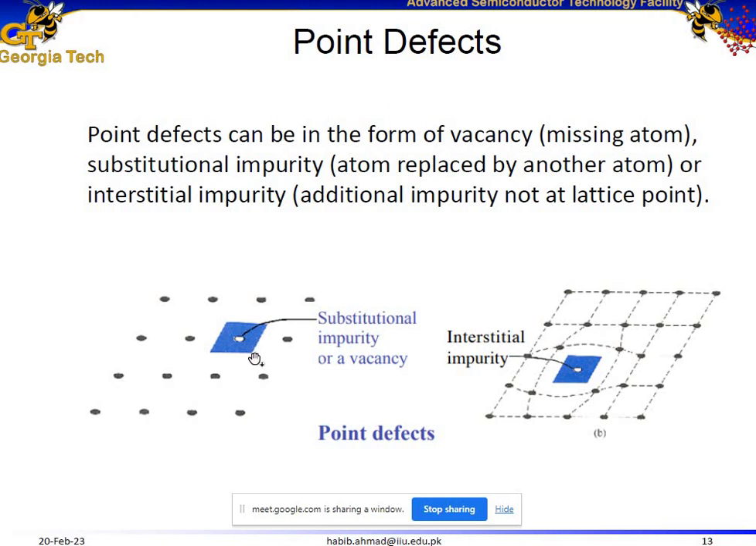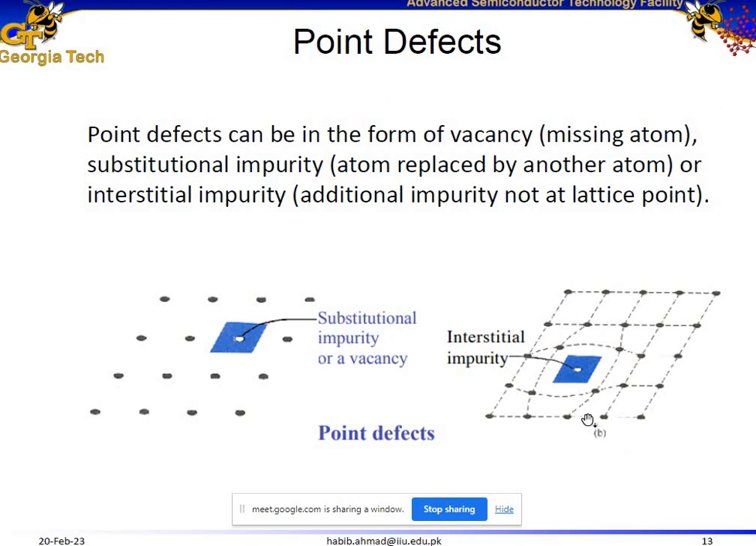But look over here. If there is a missing atom in this part, then you say there is a defect in this kind of semiconductor. A missing atom is called vacancy in a semiconductor. And there is also possibility that if all these atoms are silicon atoms, if at this point this silicon atom is replaced with another atom, for example, it could be phosphorus or it could be boron, then we call it substitutional impurity.